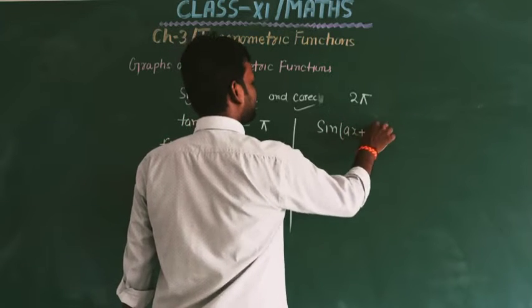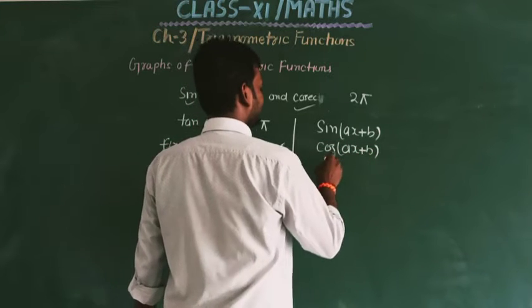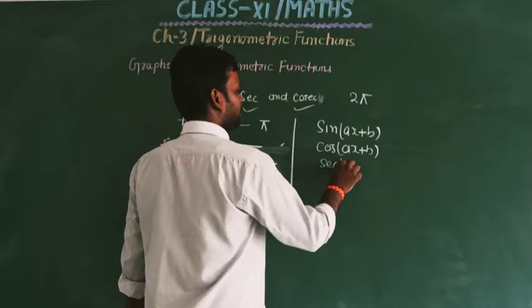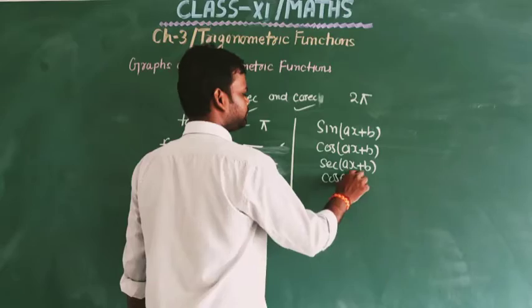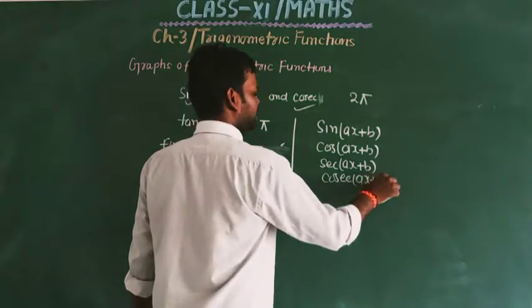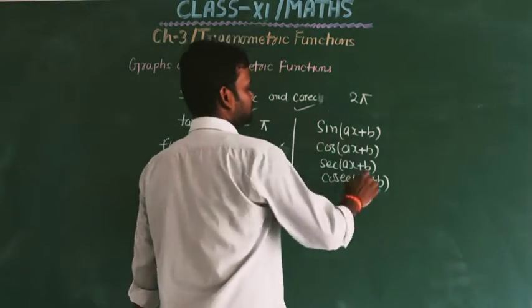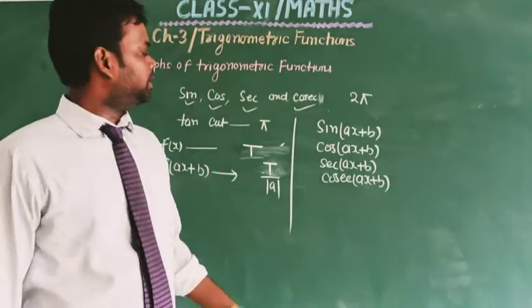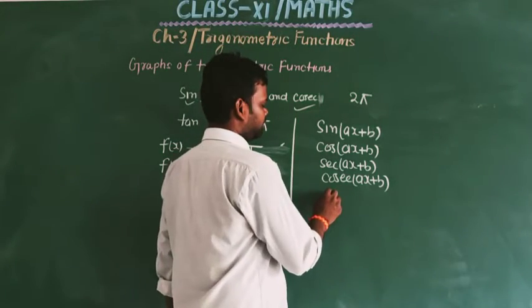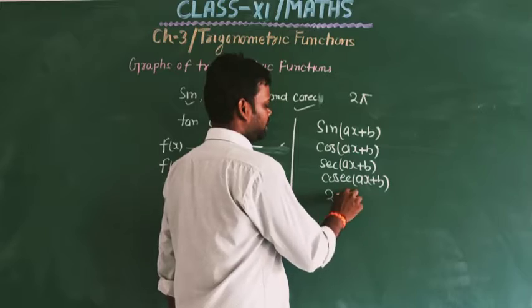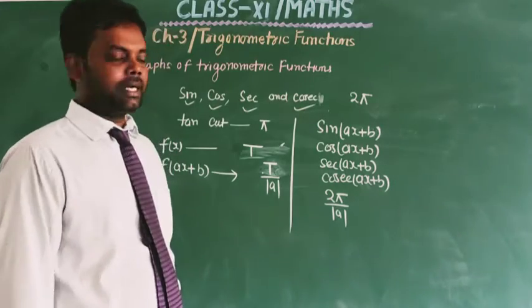sin(ax plus b), cos(ax plus b), sec(ax plus b), cosec(ax plus b) are periodic functions with period 2 pi upon mod a. Okay, remember this.